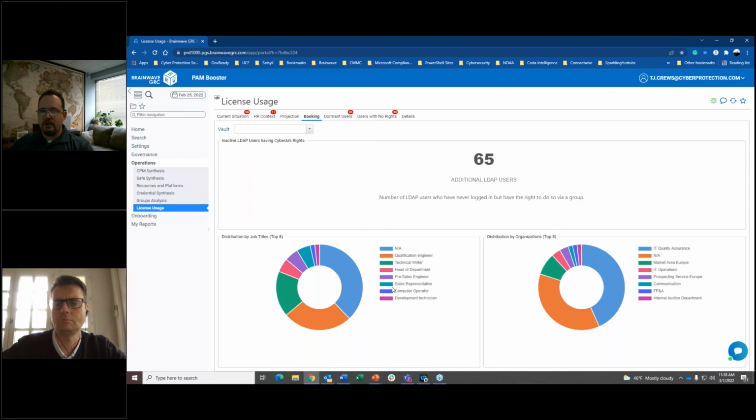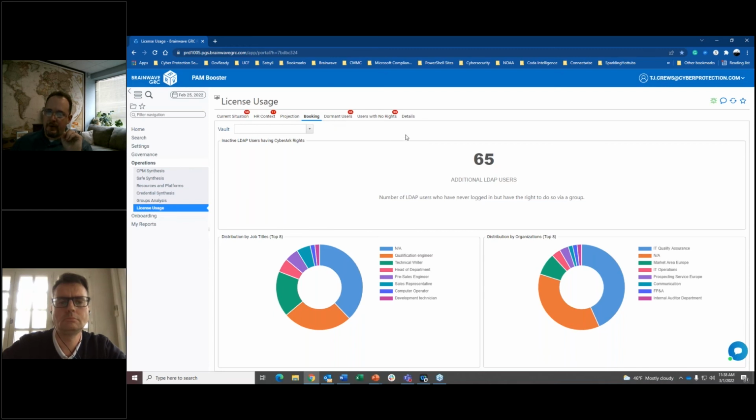So math is really not my strength, but if I've got 100 license pack and I've got 58 licenses issued, and there's 65 users that are going to need a license, adding those two together, that's more than 100, which means we may have to buy another set of licenses from CyberArk. But I also see that I've got 36 dormant users that potentially have licenses that I can use.